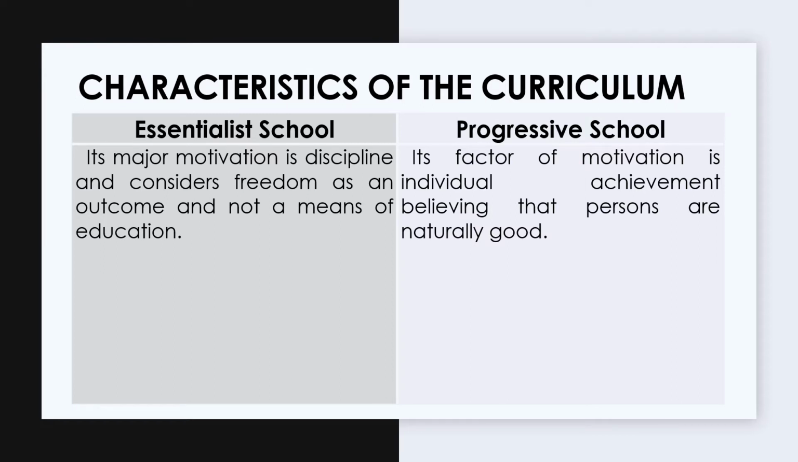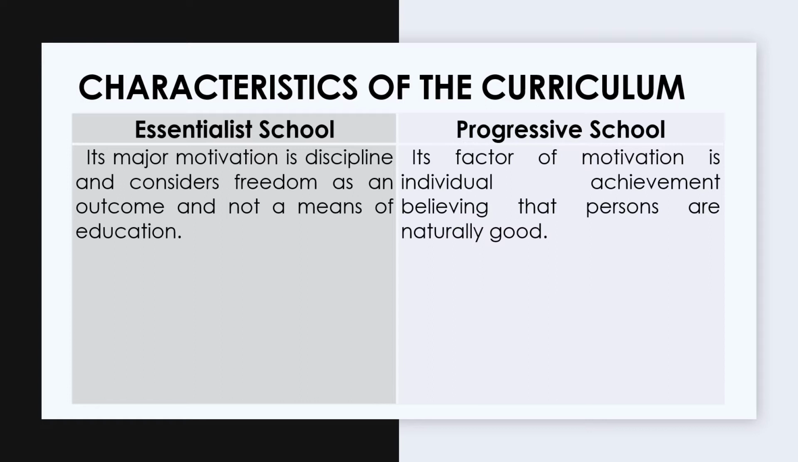For the progressive, the motivation is individual achievement because they believe that persons are naturally good. Meaning to say, the moment we were born, if you apply the idea of tabula rasa, we have an imprinted mind. But as we go along the process of development from infancy to childhood, then pre-adolescence and adolescent stage or adult stage, we underwent a series of changes. So our being naturally good also changes.